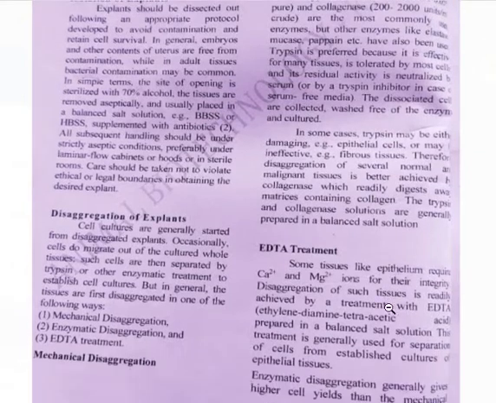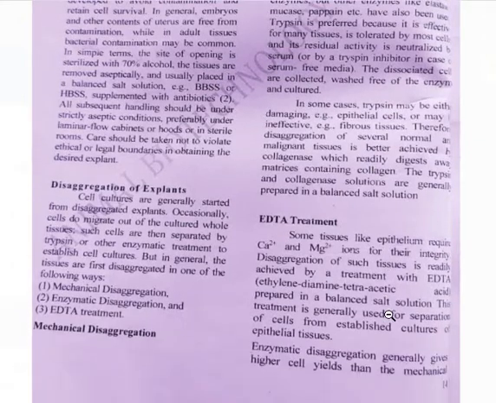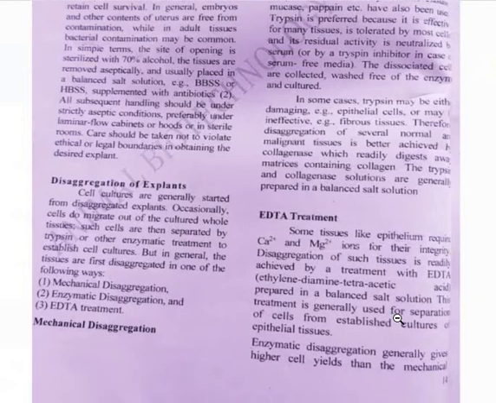And then EDTA treatment. With EDTA treatment, you know, calcium and magnesium ions can be used along with balanced salt solution, that is BSS. You have to prepare the EDTA in balanced salt solution. Then it can be used for the separation of tissues. So these are all about animal cell culture and how the explants can be removed from the particular tissues.